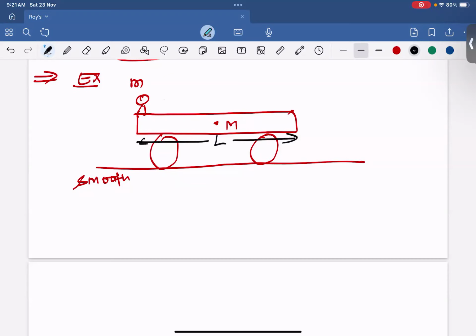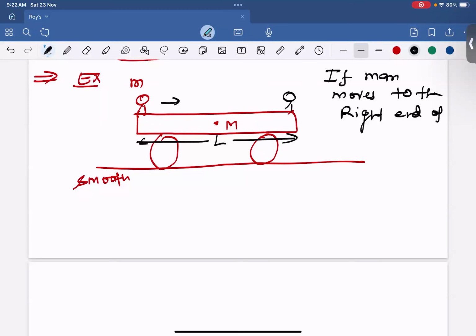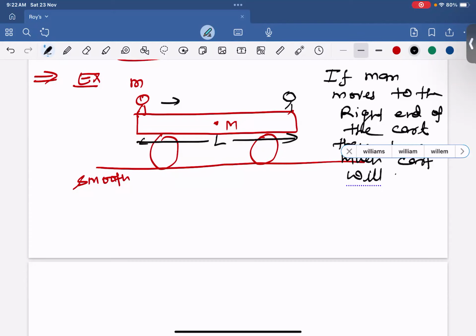Let's suppose the person starts moving towards right, and he reaches this point. That means, if the man moves to the right end of the cart, then how much will the cart move? How much will the cart move? That they can write.